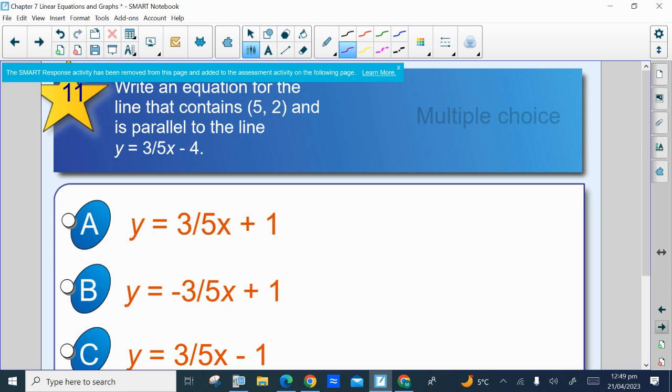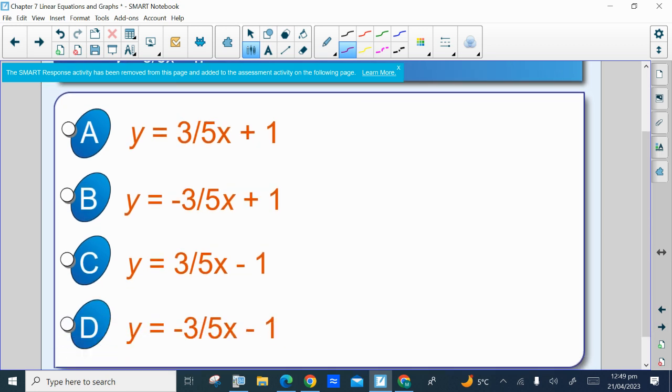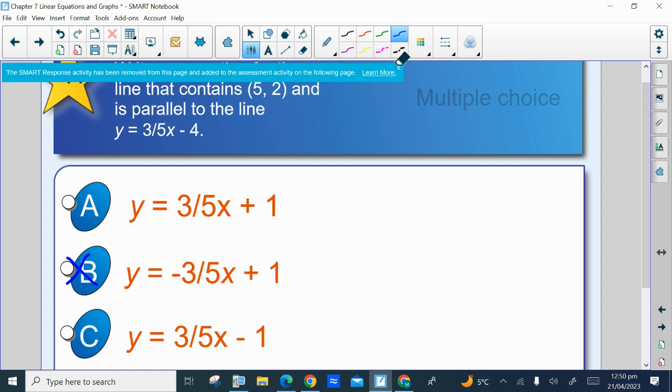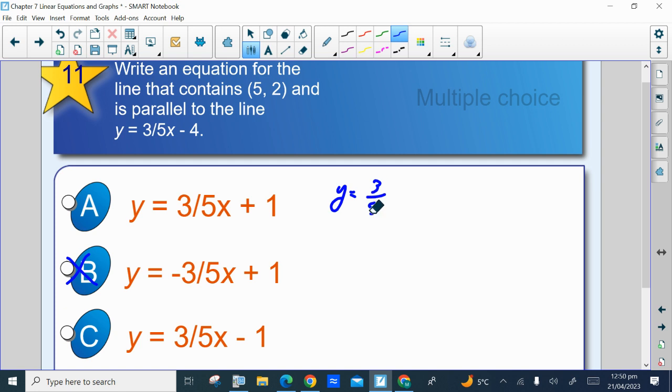So again, we want to write the equation that contains the point 5 comma 2 and is parallel to 3/5 x minus 4. So in this case, we can eliminate equation B and D because both of those equations have negative 3/5 slope. So now we only have to work with either equation A or C. And so for this one, I'm going to check it by seeing which equation is satisfied by the point 5 comma 2. So if we start with that first equation, y equals 3/5 x plus 1.